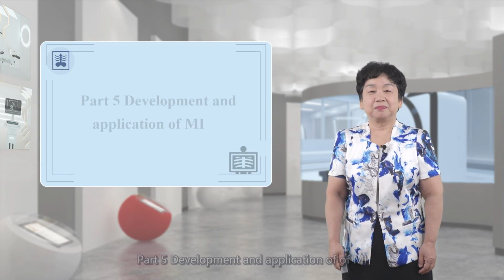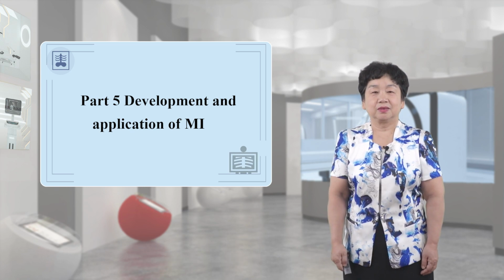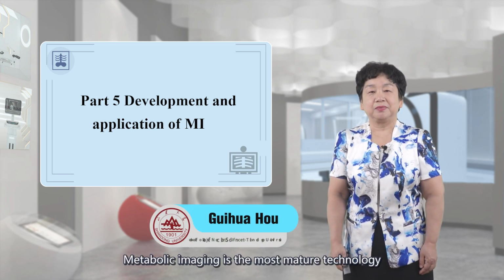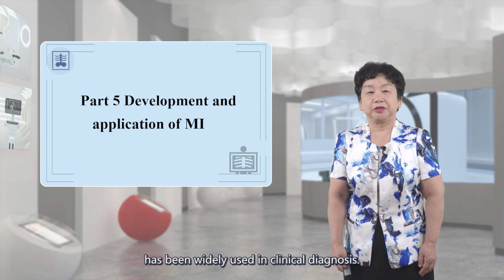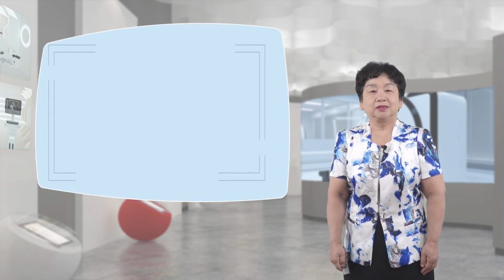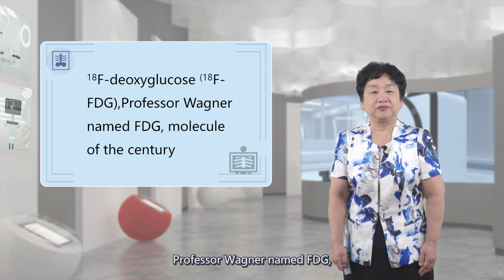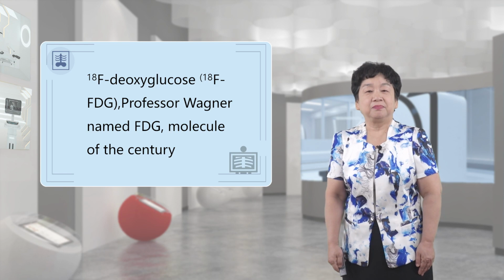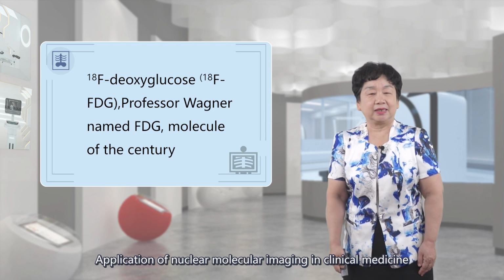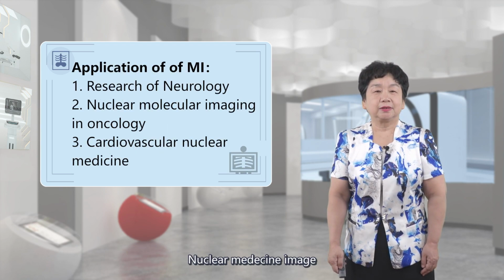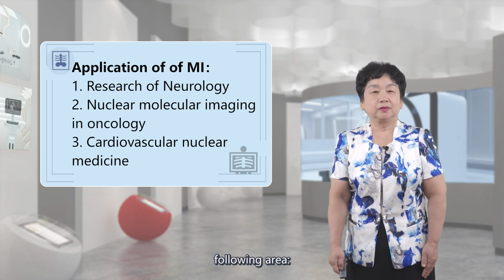Now let me introduce Part 5, Development and Application of Molecular Imaging. Metabolic imaging is the most mature technology in molecular nuclear medicine and has been widely used in clinical diagnosis. They use F18-FDG. Professor Wagner named this FDG molecule the central molecule, widely applied in nuclear medicine imaging in the clinic. Nuclear medicine imaging is mainly used in the following areas.